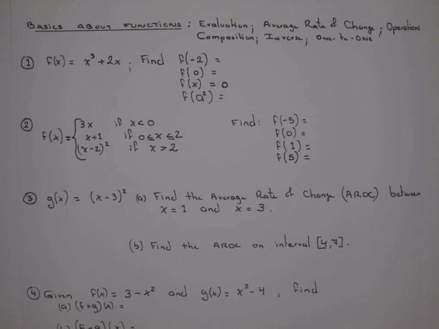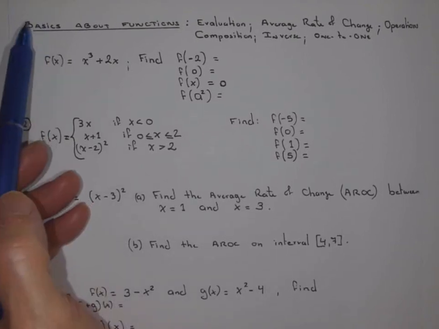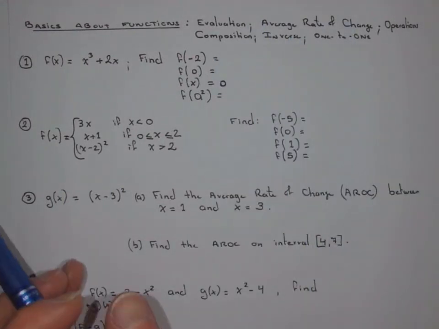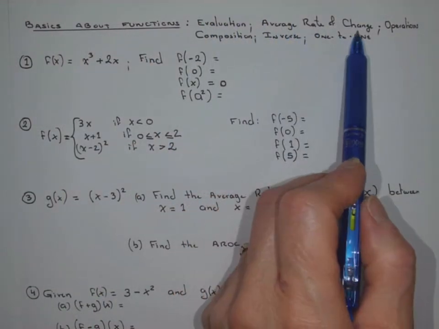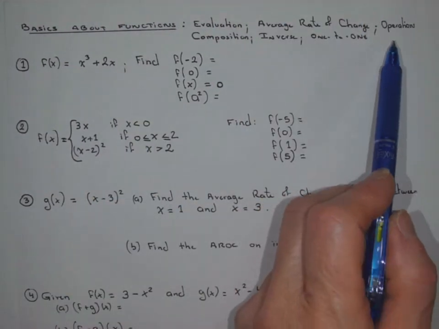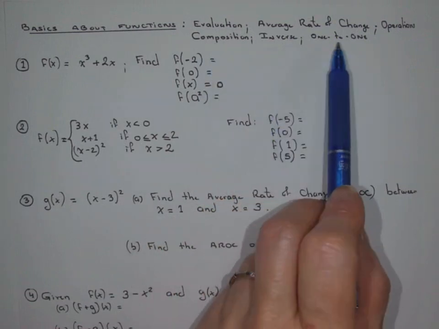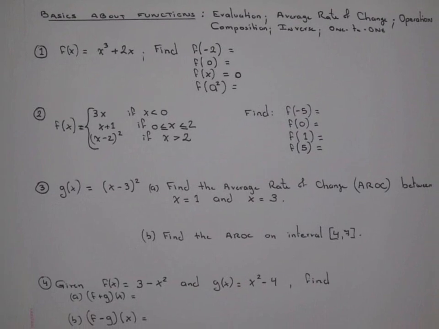Hello, this little video is going to be a review on the basics about functions. It's a combination of different things: evaluation of a function, an average rate of change of a function that's not linear, otherwise it would just be a slope, right? Operations with functions, composition, inverse, one-to-one. So it's really just a very, very quick review of the basics.